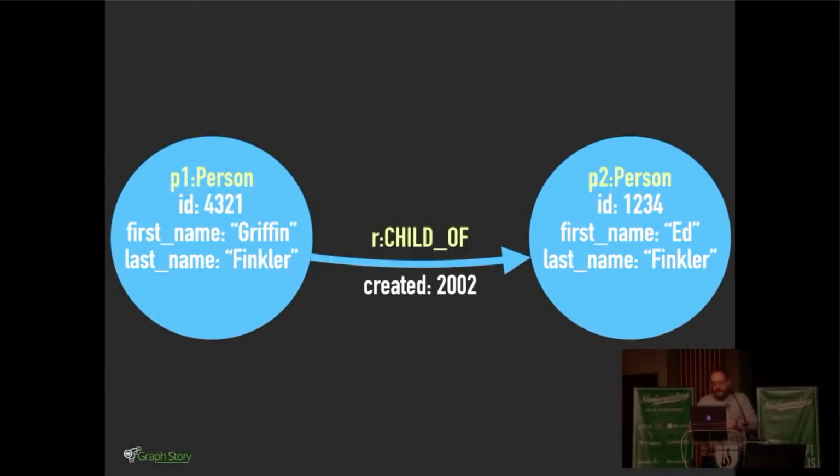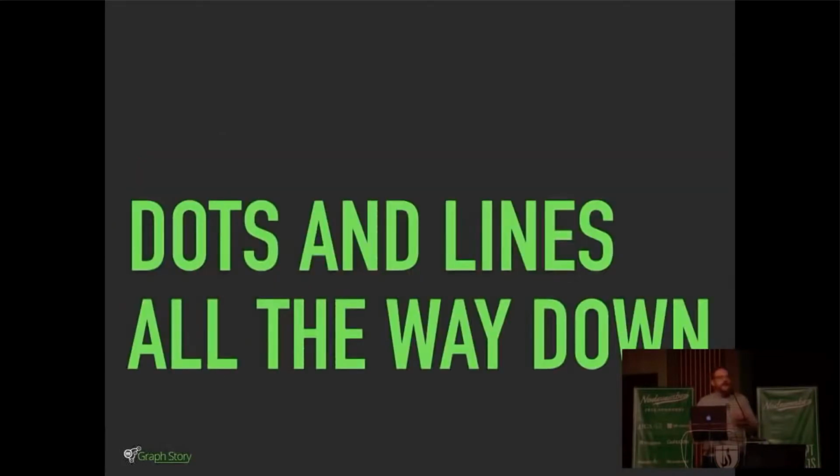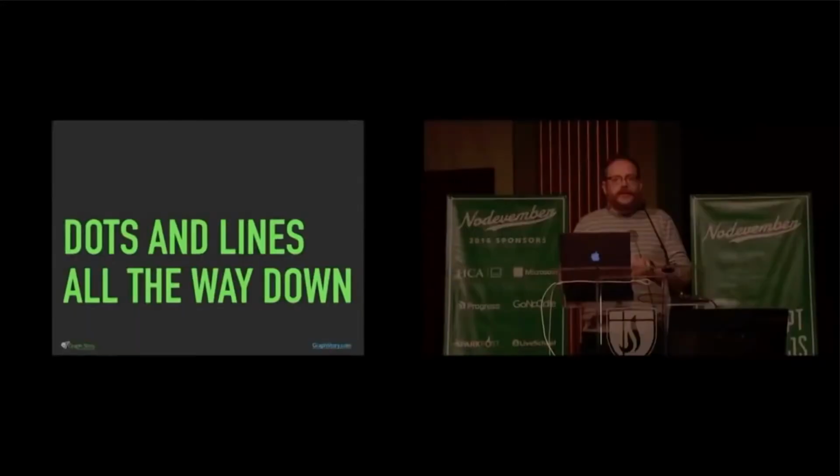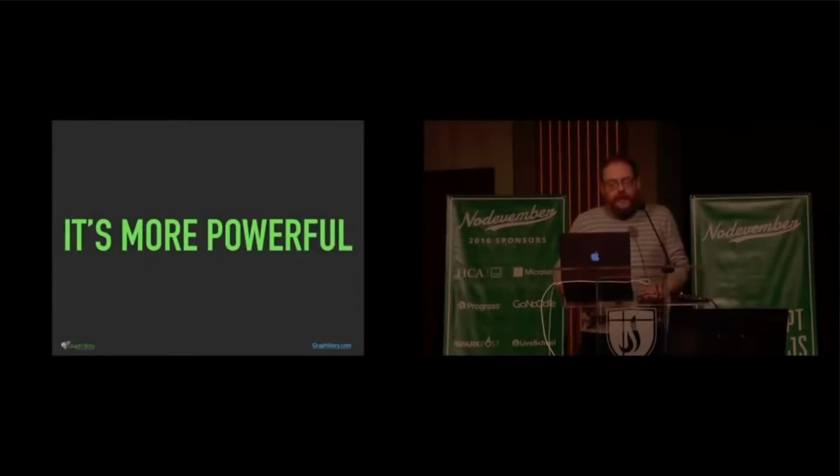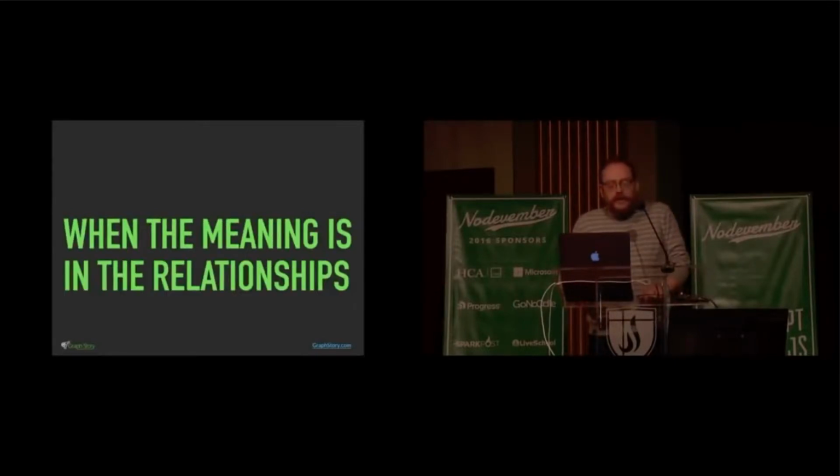So at the end of it, it's just dots and lines. It's dots and lines all the way down from top to bottom. That is what a graph database is. It is dots and it is lines. In a lot of ways, that's simpler, which tends to be appealing. We usually want simpler things. Complex systems break more. So conceptually, it's simpler. It's also more powerful, and it's more powerful specifically when the meaning is in the relationships, when you find meaning in the relationships between data.